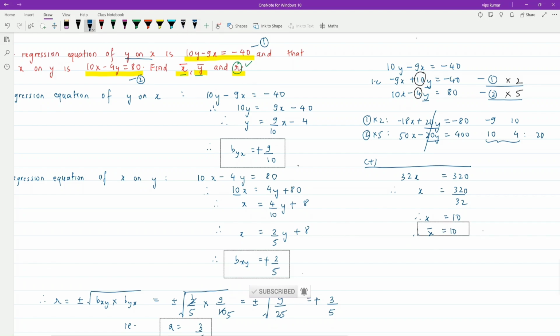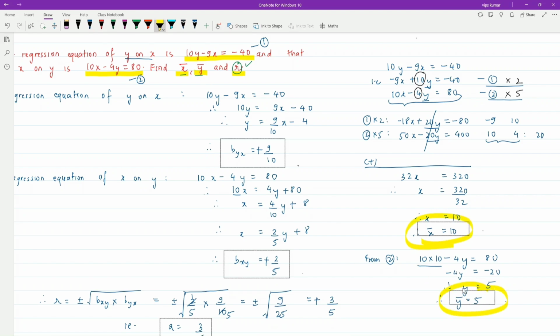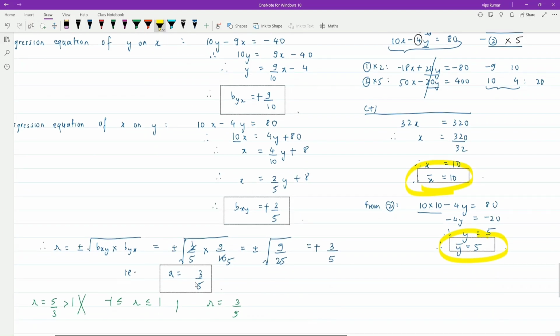Now to find y bar, we simply need to substitute this value of x in either of the equations which we are given. So let me substitute it in equation number 2. So from 2, we will get 10 into x, that is 10, minus 4y is equal to 80. This becomes 100, goes on the right. So we'll have minus 4y is equal to minus 20. Dividing both the sides by negative 4, we get y as 5, and therefore y bar is equal to 5. So we have x bar is 10, y bar is 5, and the r value is 3 over 5.